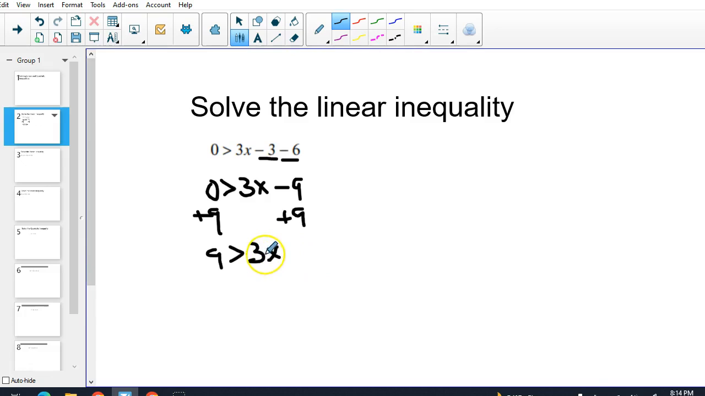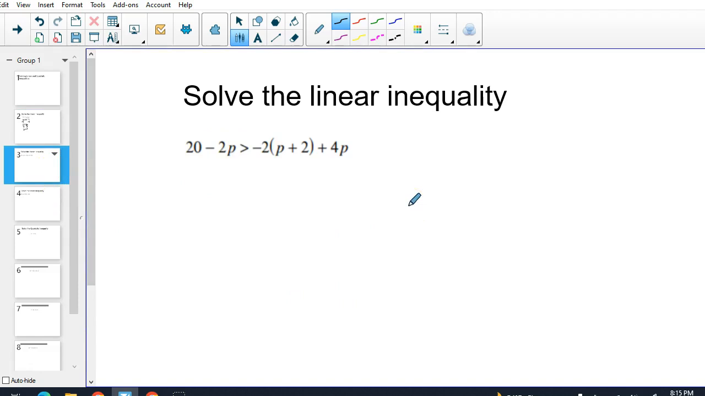Lastly, I have this 3 times x here. The opposite of multiplication is going to be division, so I divide both sides by 3. 3 divided by 3 cancels out, and 9 divided by 3 gives me 3. So we have 3 is greater than x. If we're reading it from the variable, it'd be x is less than 3.